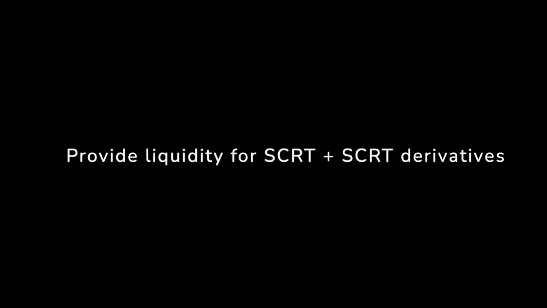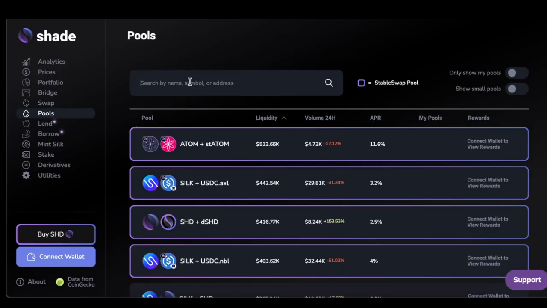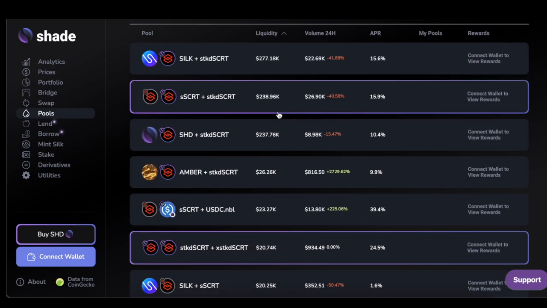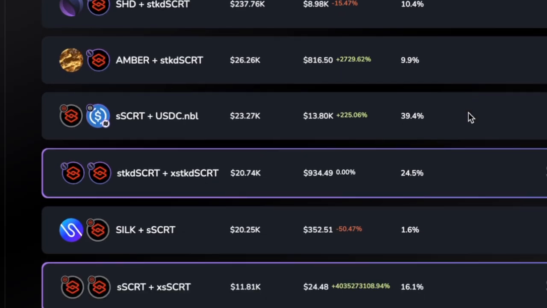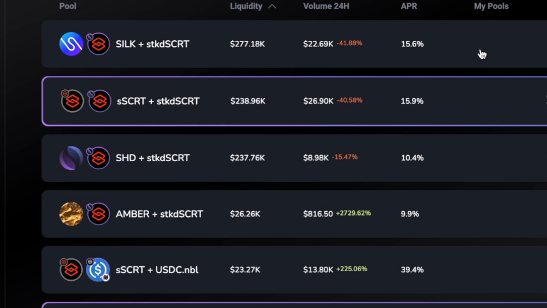A third strategy that's interesting is just the LP. So you can provide liquidity for Secret and all of the Secret derivatives that we talked about at the beginning of this video. The range of APRs is pretty wide here, but in the most sizable pools, it's going to be between 15% up to 39%. This highest yield pool with USDC, that's 39%. But we've also got the Secret and Staked Secret pool sitting at 15.9% at the time of this video.